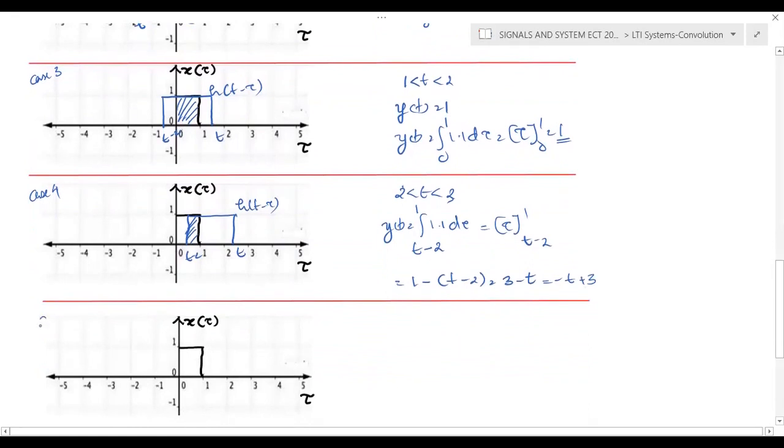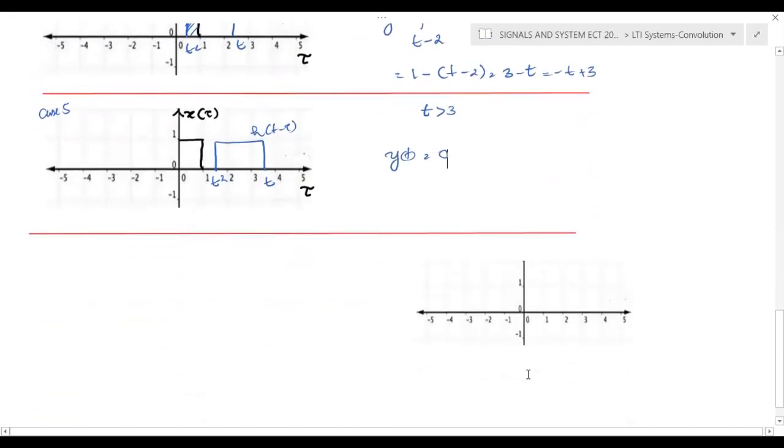Now we'll approach case 5, that is t is between 3 and 4. From this particular onwards, there is no common area because the back end of the waveform is greater than 1, means there is no common area from this particular point onwards. So we will consider as a single case t greater than 3. And during this, y of t is equal to 0 because x of tau and h of t minus tau lies at different positions. So you'll get y of t is equal to 0.